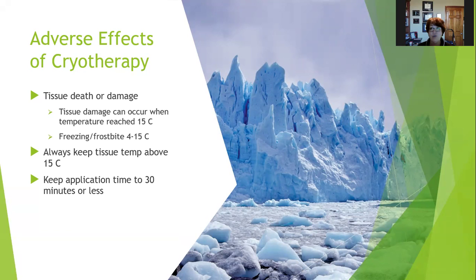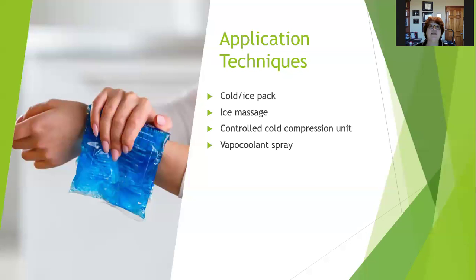You always want to keep the tissue temperature above 15 degrees Celsius and keep the application time to 30 minutes or less. What I always tell people as a rule of thumb is put the ice pack on for 20 minutes and then leave it off for at least 40 minutes to allow your tissues to come back up to room temperature, body temperature. So out of an hour, you can ice one third of the hour. 20 minutes out of every hour, you can ice. Don't leave the ice on continuously.